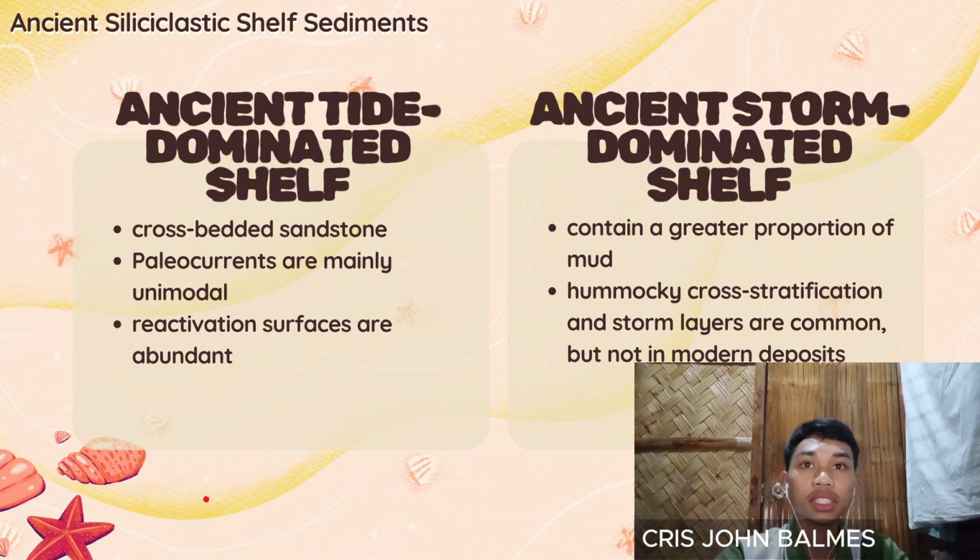Next up is the ancient storm-dominated shelf, whose deposits are likely to contain a greater proportion of mud. Following that feature is that hummocky cross-stratification and storm layers are common, yet in our modern tide-dominated shelf, these are not that commonly seen. So those are the distinguishing features of ancient shelf sediments relative to whether the deposition takes place under tide-dominated or storm-dominated conditions.